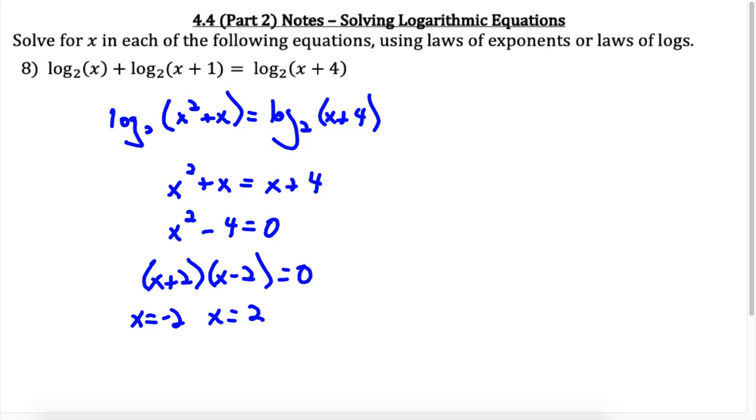But again, I need to plug those back into the original problem and make sure I don't get any negative values. Well, obviously here, if I plug negative 2 in, I'm going to get a negative value on the inside of this log and on the inside of this log. Negative 2 plus 1 would be negative 1. That means this cannot be an answer. If I plug 2 in, I'll have 2 and 3 and 6, so we would be good. The only answer then to this problem is x equals positive 2.